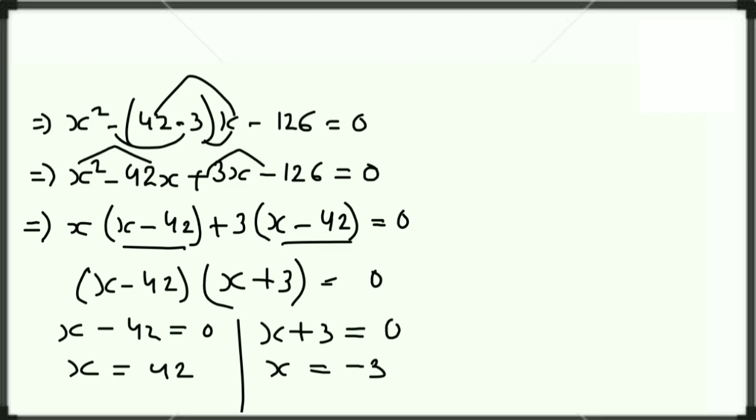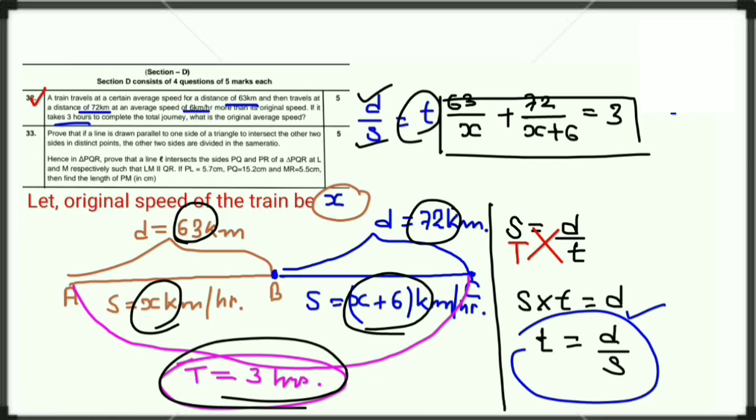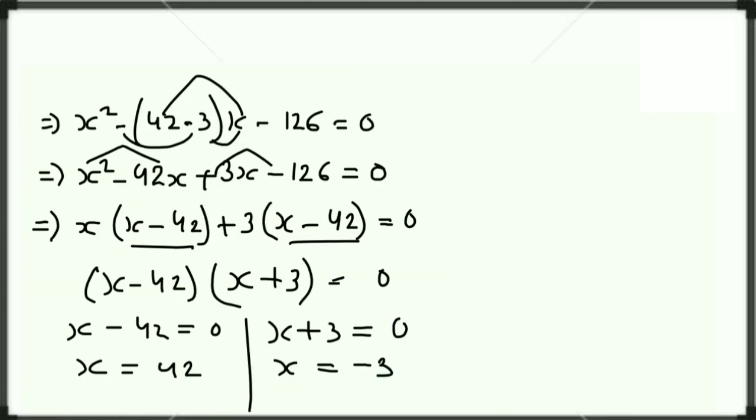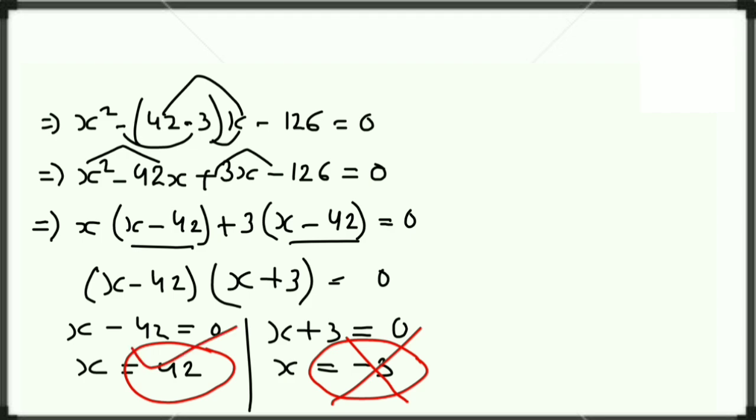But according to this question, we had to find the original average speed of the train that we had assumed x kilometer per hour, right? And here we have obtained two values of x, that is 42 and minus 3, but we know that the speed of a train can't be negative, so our answer will be 42. That is, the original average speed of the train is 42 kilometer per hour.